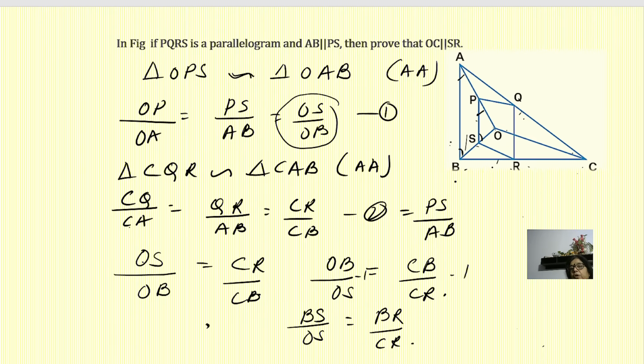Now if you look at the triangle OBC, in the triangle OBC, BS by OS is equal to BR by CR. So conveniently we can apply the converse of BPT. In this triangle we have these two sides, BS by OS is equal to BR by CR. They are being proportionately divided. So we can say that SR is parallel to OC by converse of BPT.